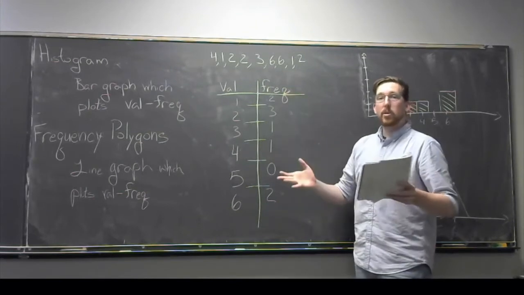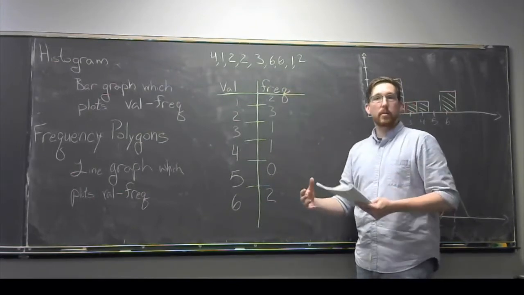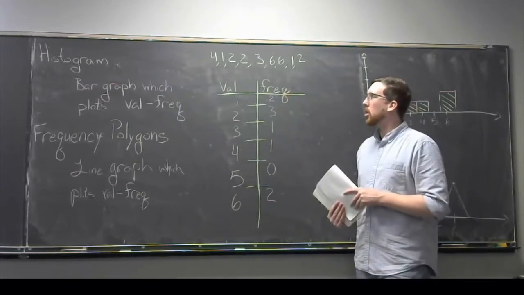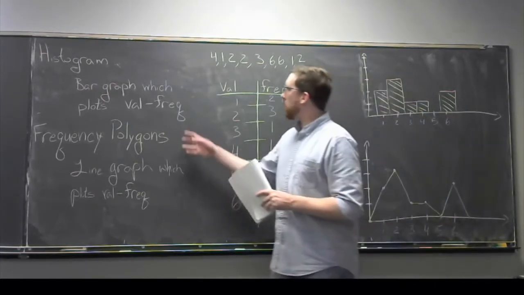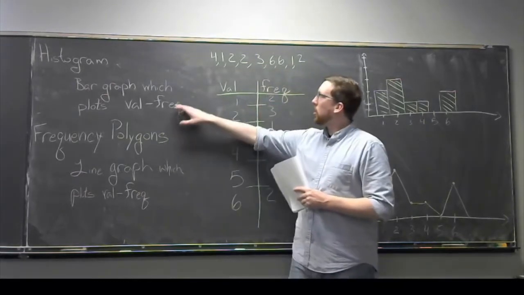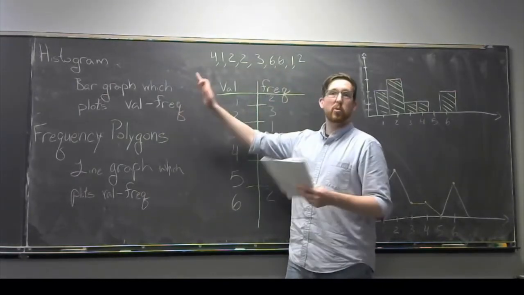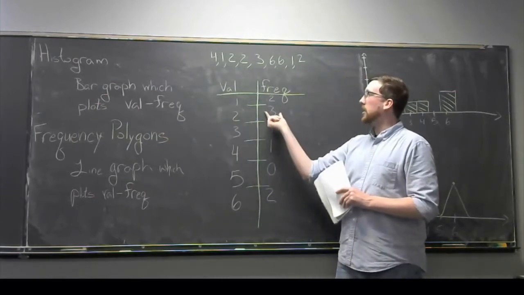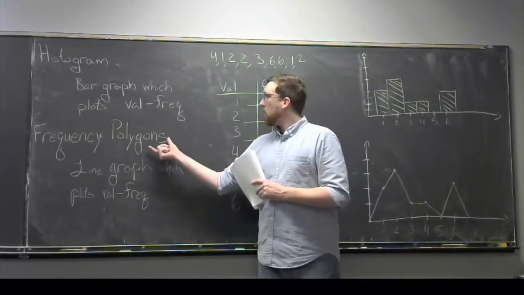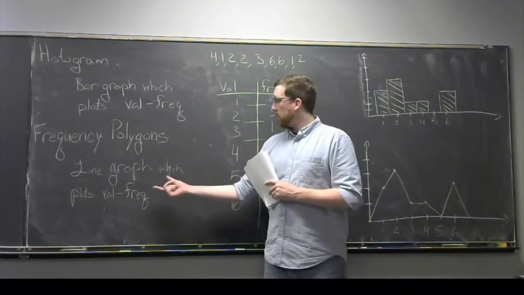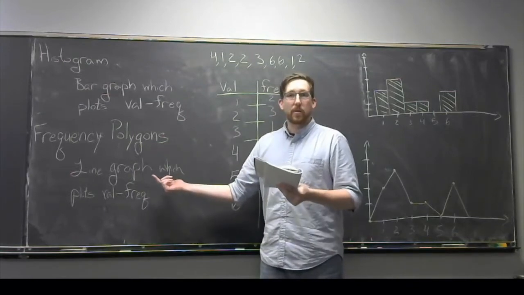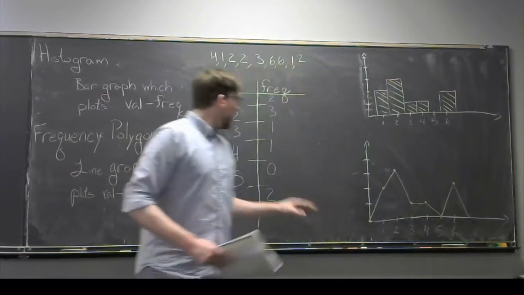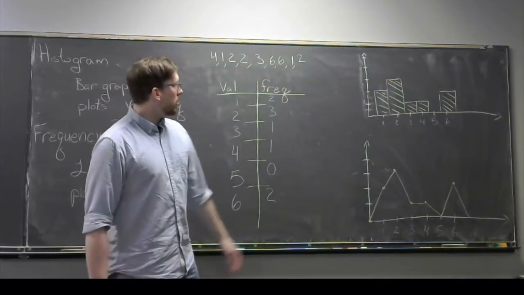Now, it might be helpful to also visualize the data a little bit so that we can start making sense of what's happening here, right? There's two different ways we might do this for right now. We might use a histogram, which is really just a bar graph that plots the values against the frequencies. Or we could use a frequency polygon, which is a line graph that does the same thing. So we'll look at what those two look like using this particular set of data.